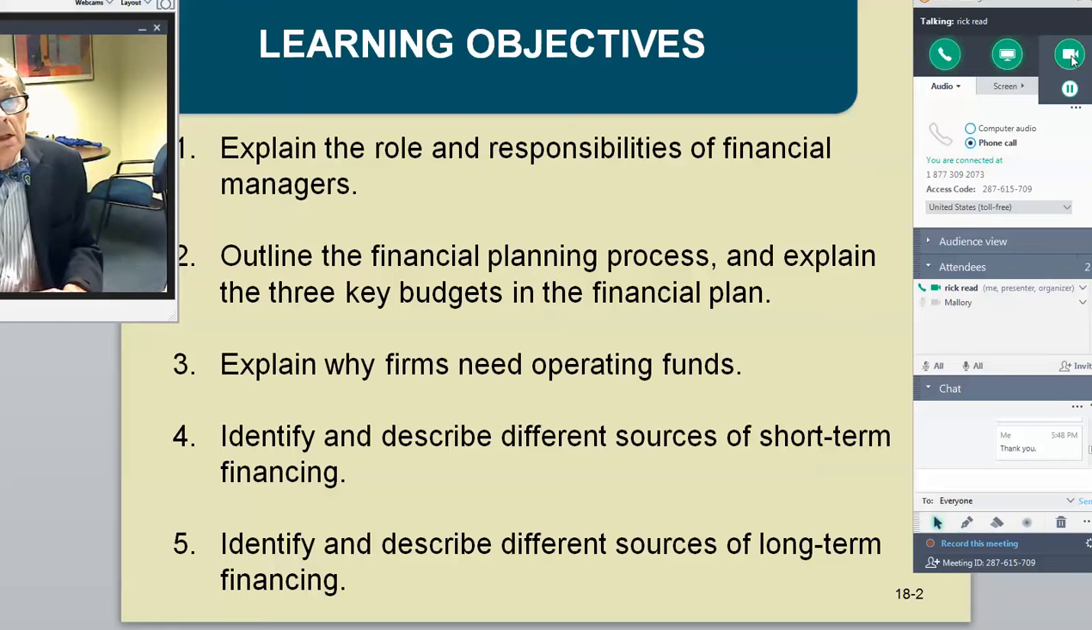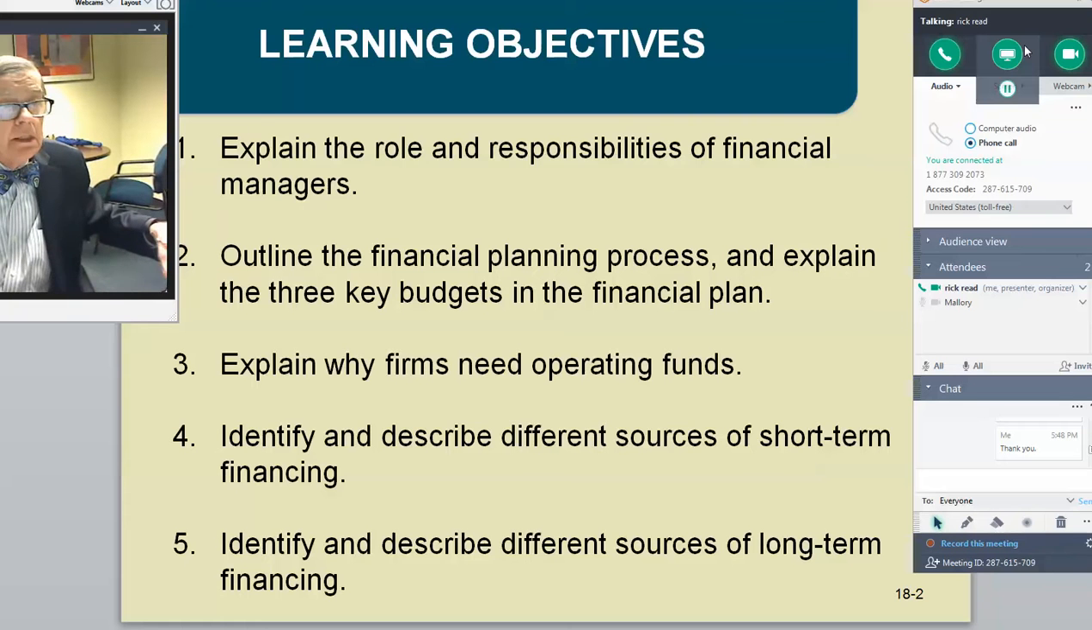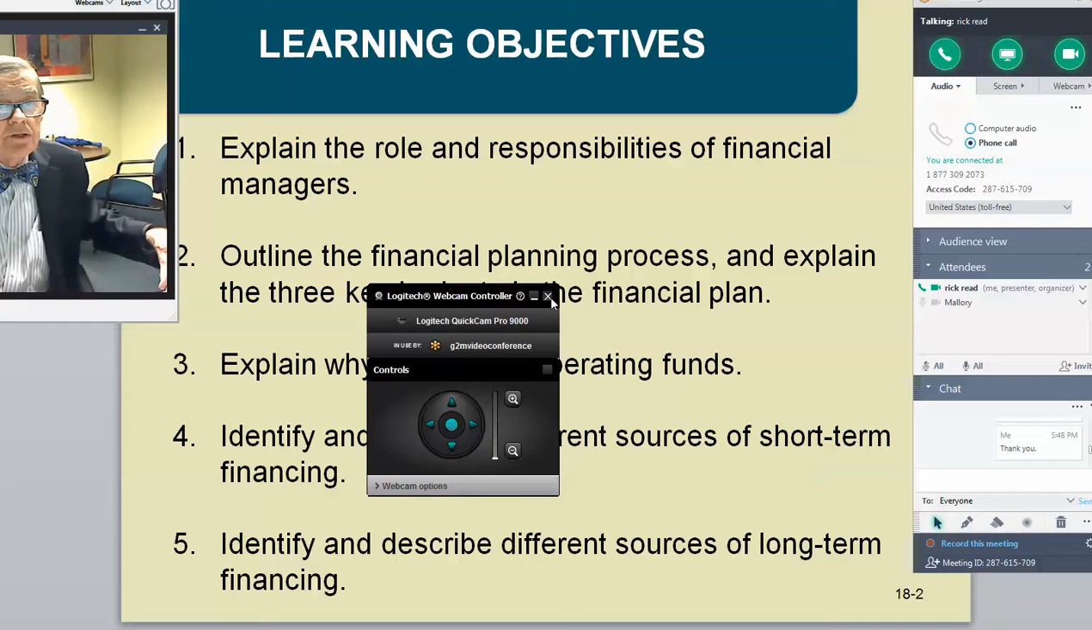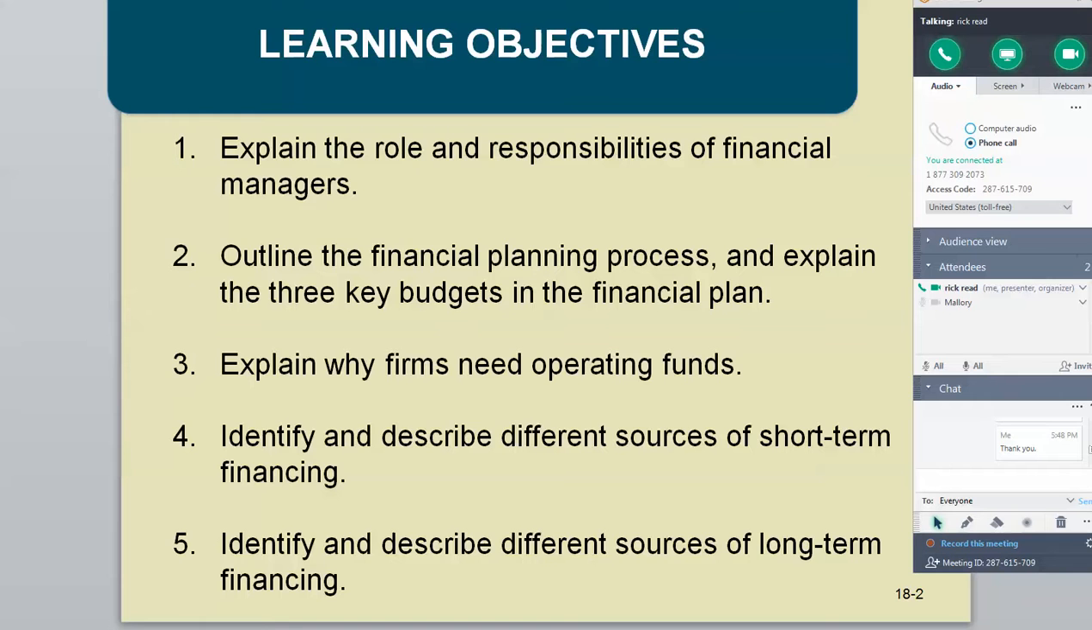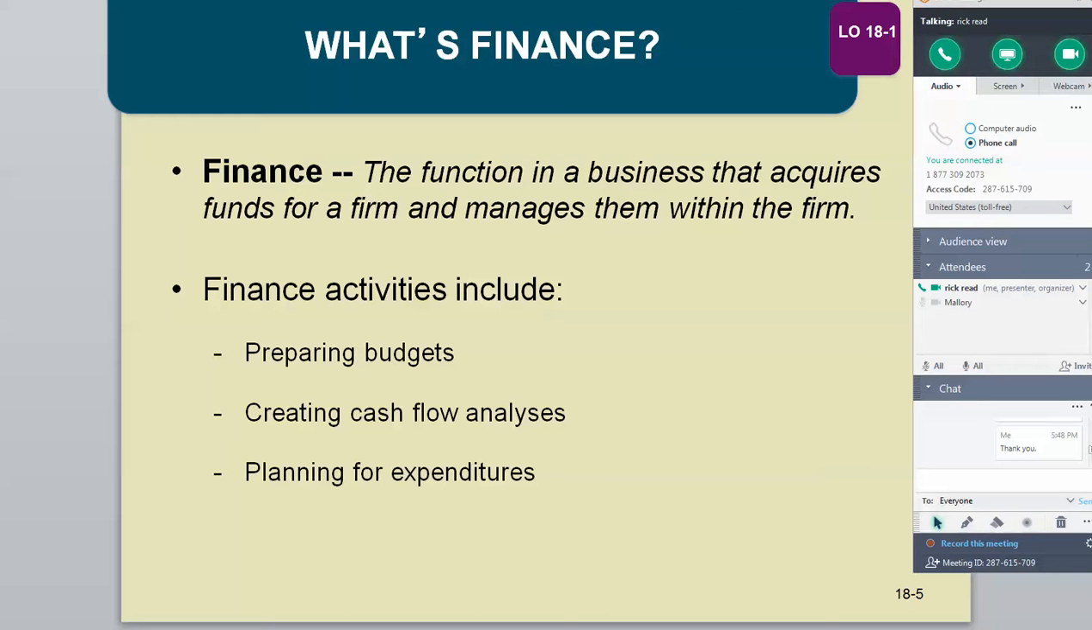This is financial management, chapter 18. Let's look at the learning objectives: explain the role and responsibilities of financial managers, outline the financial planning process and explain the 3 key budgets in the financial plan, explain why firms need operating funds, again getting back to our lecture discussion question, identify and describe different sources of short-term financing, and finally identify and describe different sources of long-term financing. All right, what is finance?